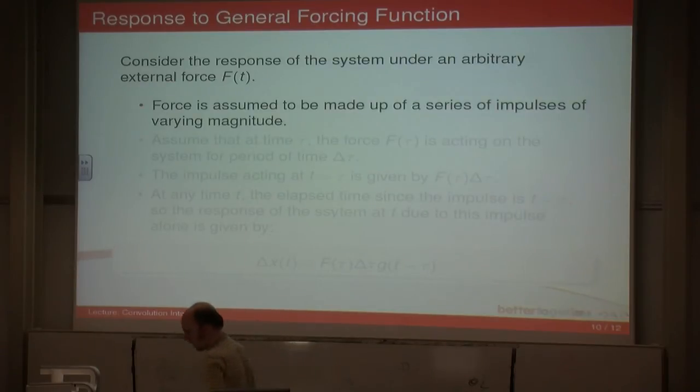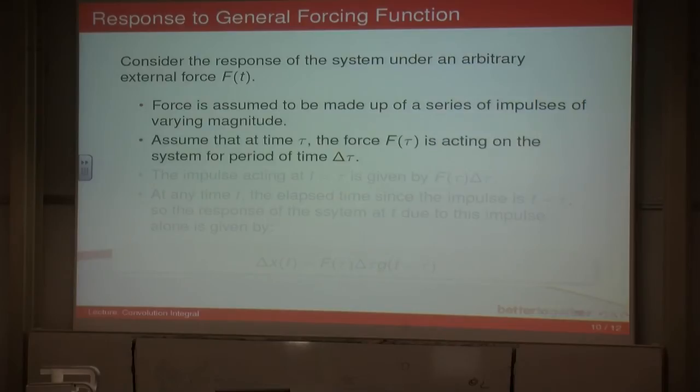So your arbitrary force can be assumed to be made up of a series of impulses of varying magnitude. They might be 1, it might be whatever, but it will be a certain force level magnitude. Assuming that at time tau, you get a force of f of tau, because f is a function of time, at time equals tau, you get a certain force. That's the magnitude of your impulse, and it's acting on the system for the period of time delta tau. So as delta tau approaches 0, you get your impulse.